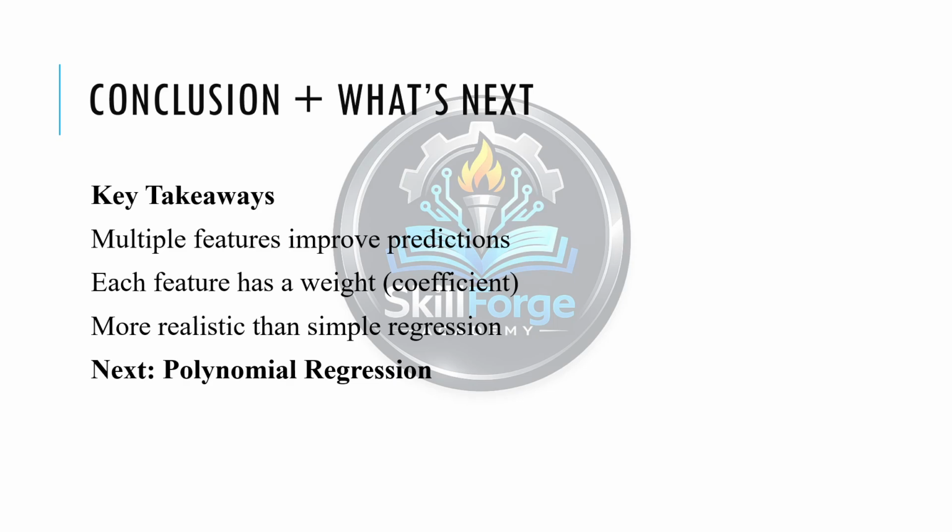Multiple linear regression allows us to use multiple input features to make the prediction. Each feature has a coefficient that represents its importance. This makes our model more realistic and powerful compared to simple linear regression. In the next lecture, we will explore polynomial regression, which helps us handle non-linear relationships in data. So let's continue building your machine learning knowledge step by step.